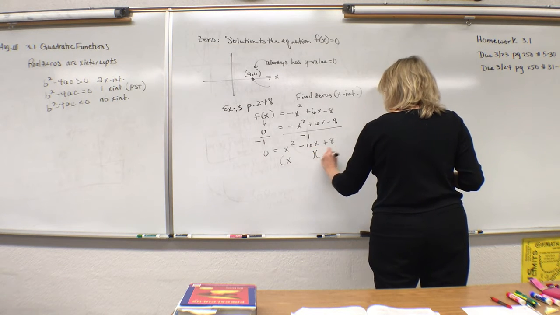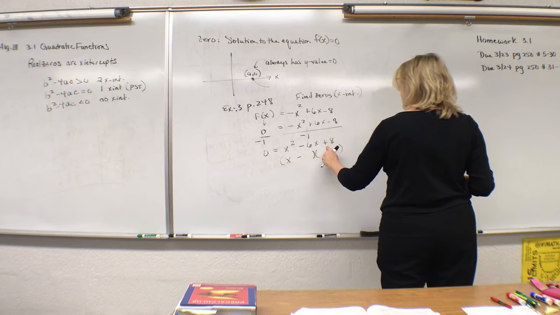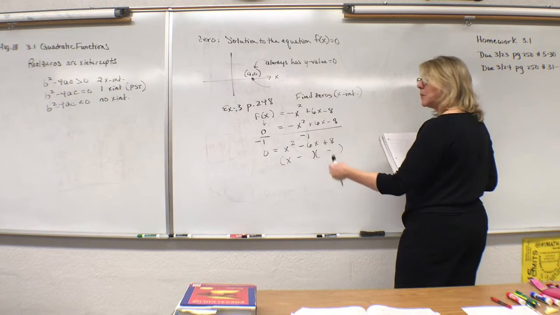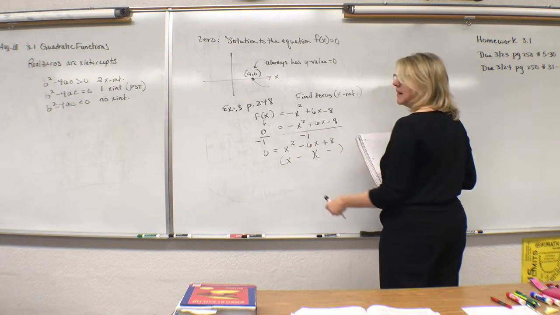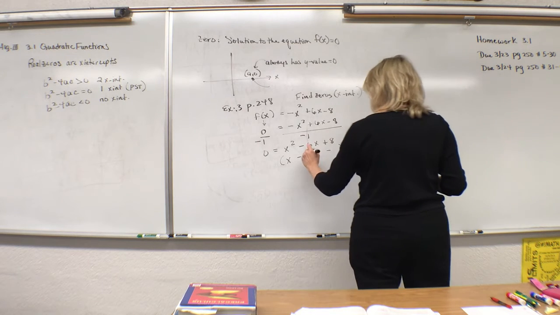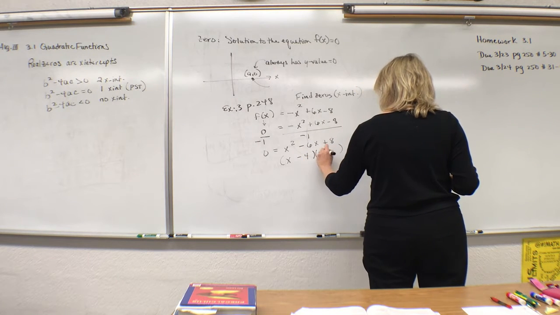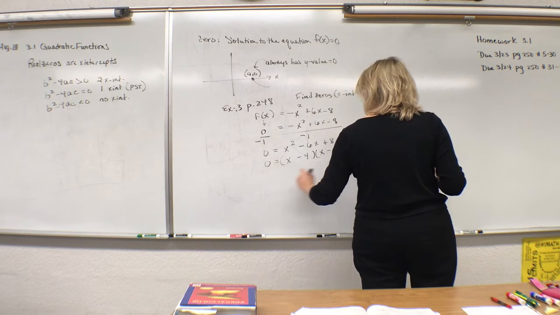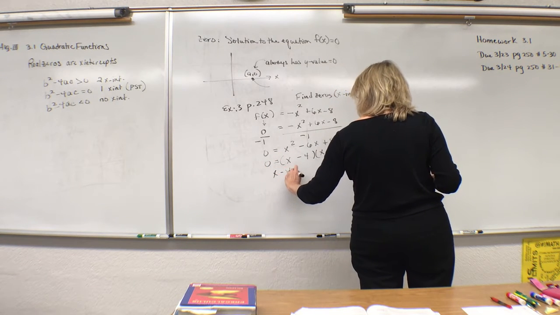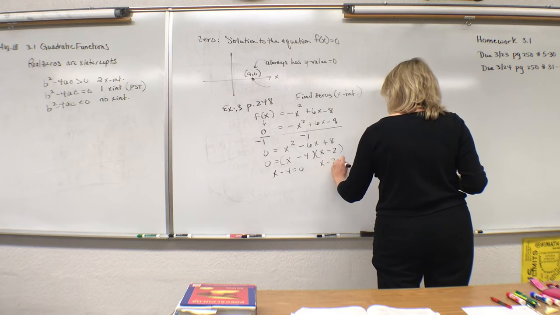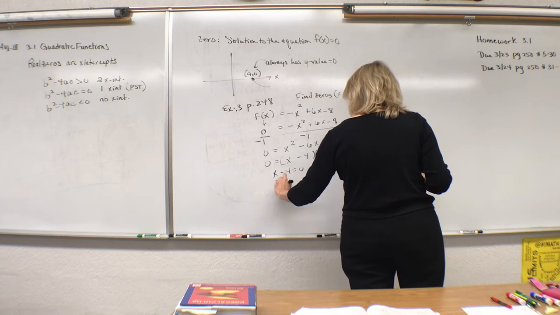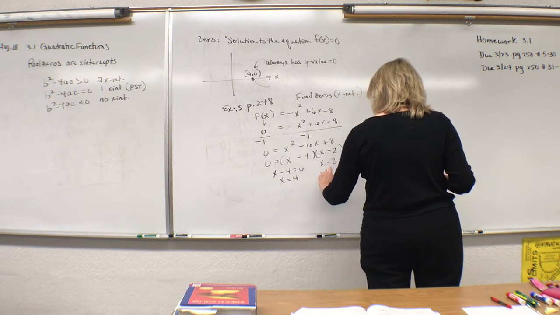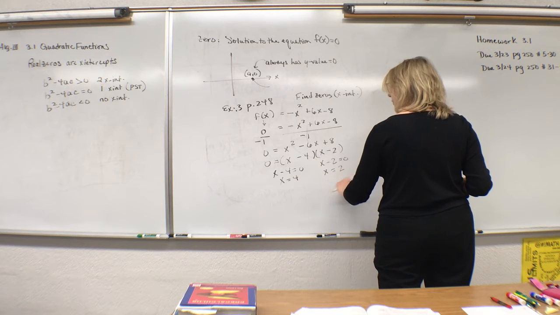Oh, by the way, these better both be negative, because negative times negative is positive, but negative plus negative is just more negative. So now I have x minus 4, x minus 2. The zero product property says that this is true if and only if one or both of the factors equals 0. So x equals 4 and x equals 2.